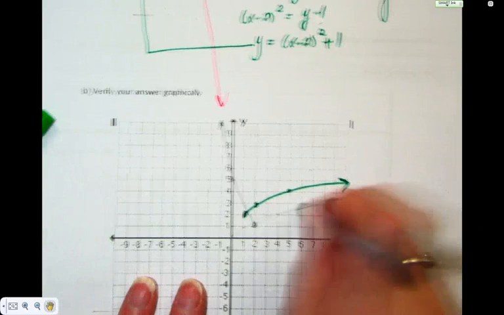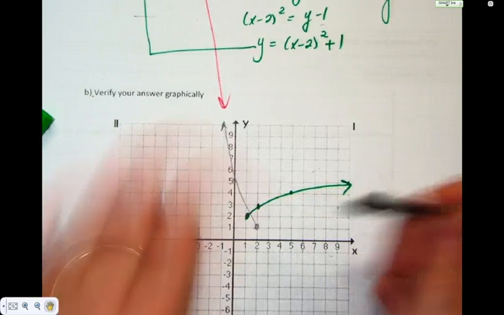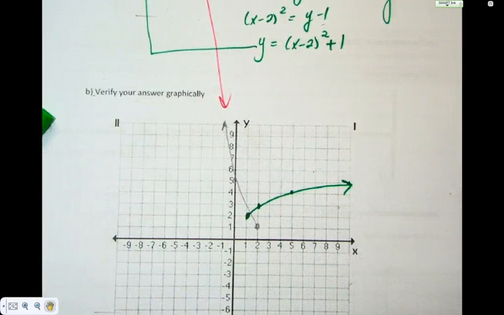And I'm going to get rid of my base graph because I don't want to mix it up with what I know about the inverse. You don't have to erase it, I just don't like it to be there. Have we graphically shown these are inverses? How do we know?